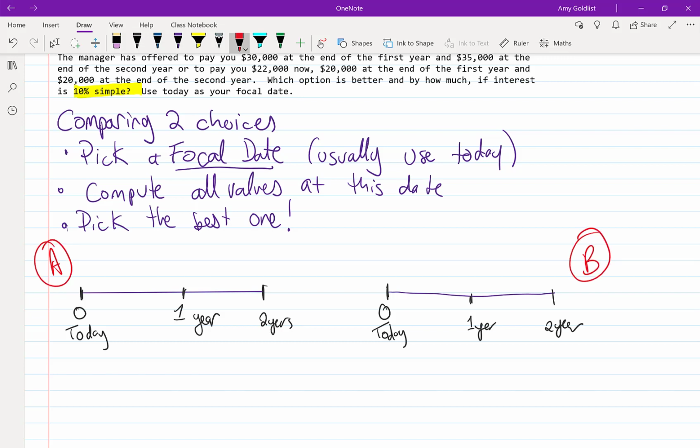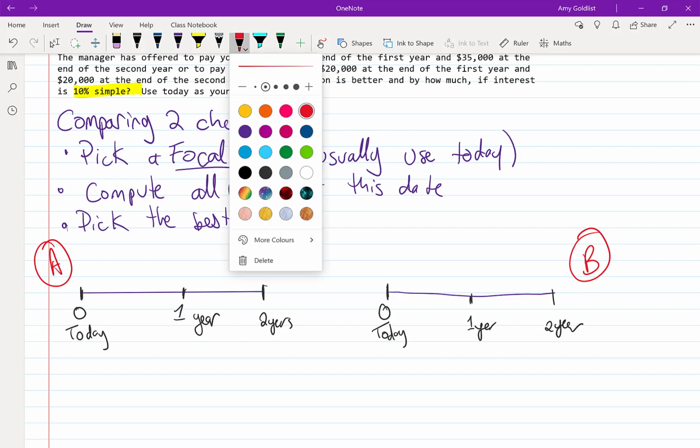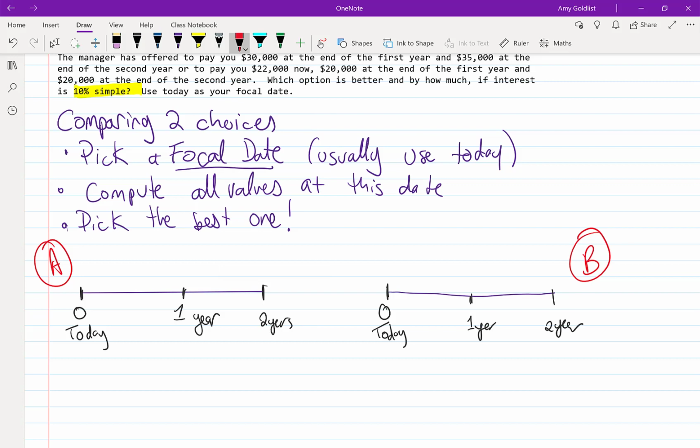Okay, let's put in our money. I like to say that money into my account is going to be an arrow down. In option A, I get two payments, one at 1 year and one at 2 years. So I get $30,000 and then $35,000 2 years from now. $65,000 in total, but not for a while.